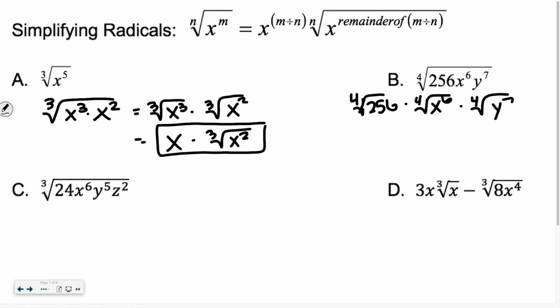Well, can you do the 4th root of 256? Is that on your list? Yeah, 4th root of 256 is 4.